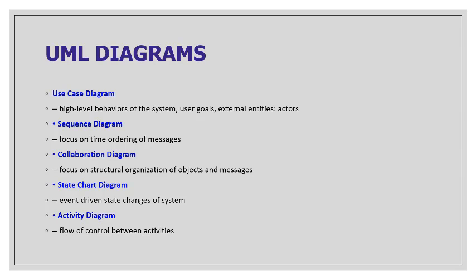Then the collaboration diagram focuses on the structural organization of objects and messages, how they collaborate with each other and how they transfer data from one to another. The state chart diagram shows the event-driven state changes of the system, that is, which state the system is in, the running state, the working state, or some pause state, etc. Then the activity diagram shows the flow of control between the activities.